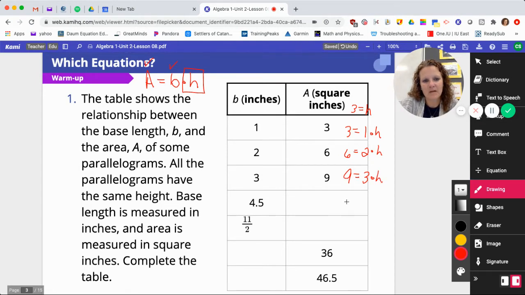Area equals base times height. We know the height, so let's just do 4.5 times 3. Area equals 11/2 times height. Height is still 3. 33/2, which equals 16.5.